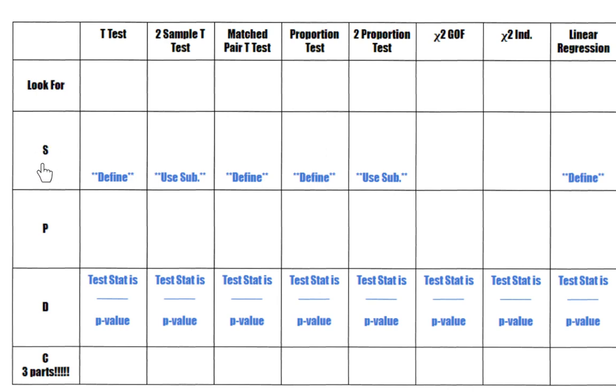What's the state portion? What's the plan? What are the conditions? And the do. What test is it? What do you return? And just overall, I want to talk about those three parts of your conclusion.